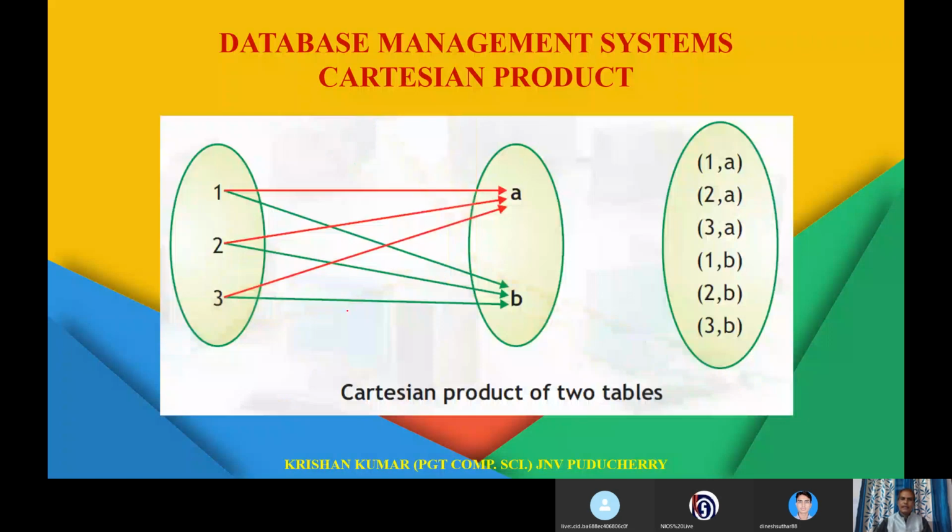Now, let us understand what is the Cartesian product of a table or of multiple tables. Just try to understand. I made it diagrammatically. I have two different tables, table number 1, 2, 3, which has data, and another table, A and B, with its own data. Now you can see how to find out the Cartesian product of two tables. It's very easy.